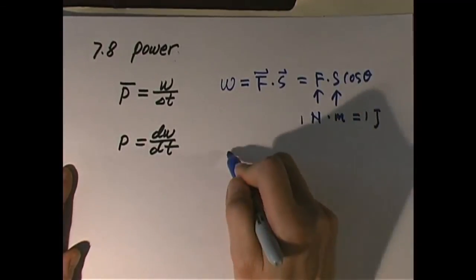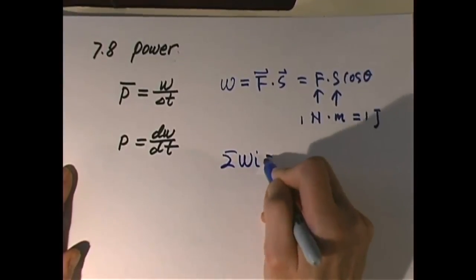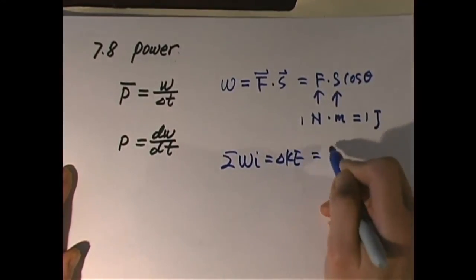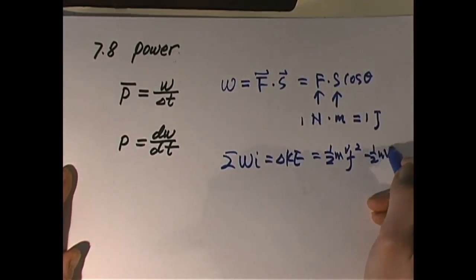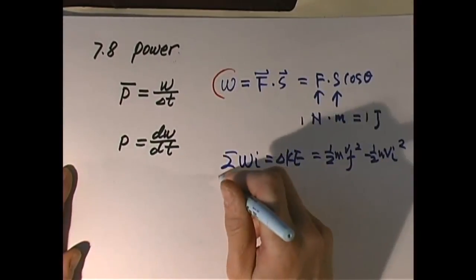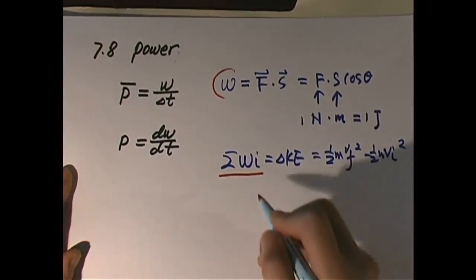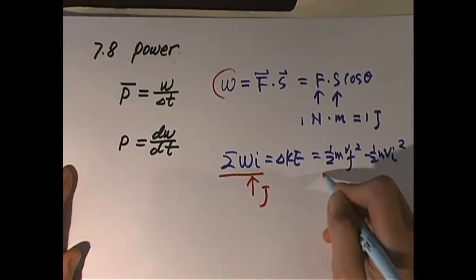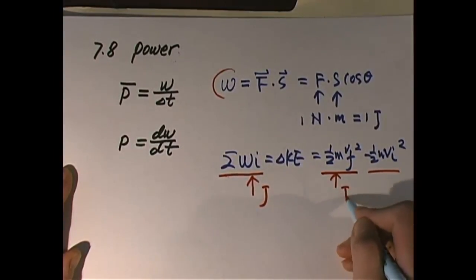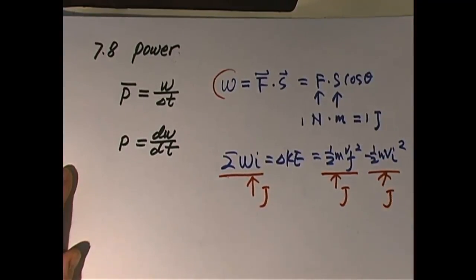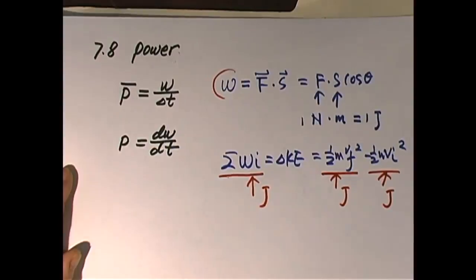And also I want to mention, since we have sigma Wi equals delta KE, which is the final kinetic energy minus the initial kinetic energy: if work is in joules, then the total work done is also in joules. So on the left side, if the unit is joule, then every single term on the right side should have the same units. So the unit for kinetic energy is also joule. That is about units. And then the instantaneous power is defined as dW over dt.